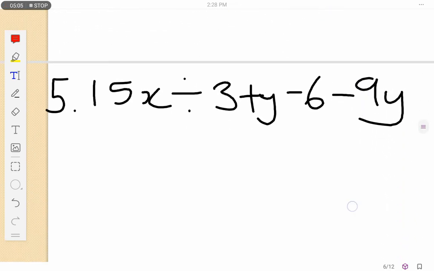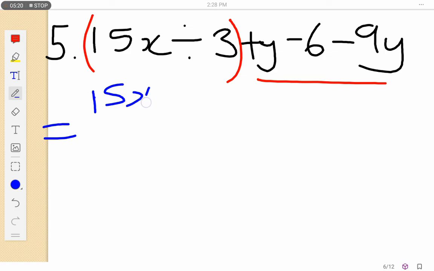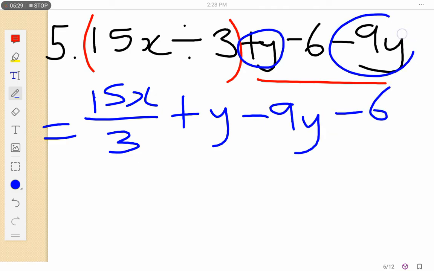Let's go on to the last question. This question has got division. You solve that part on its own, then you add the others, taking like terms together. So I'll divide the first one: 15x divided by 3, then I have plus y minus 9y, then minus 6. I've grouped this y and this one together. Let's do that. 15 divided by 3, I'll get 5x there.